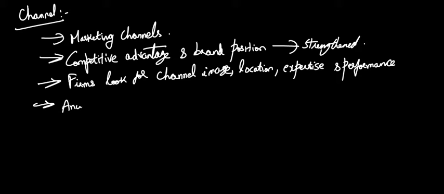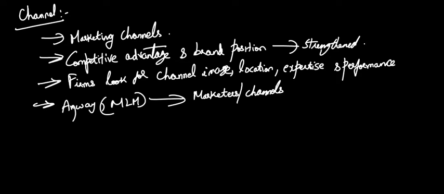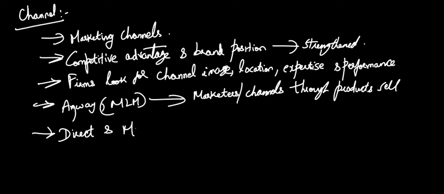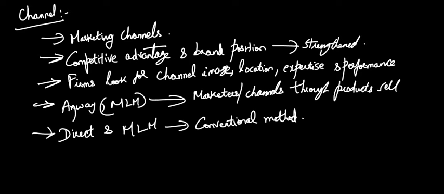Maybe a company like Amway, which practices multi-level marketing, is focusing on the marketers or channels through which the products go, through which products sell. In this channel-based positioning model, it can impact both direct marketing and multi-level marketing. Both can be done rather than a simple conventional method. So this is the channel-based positioning strategy, and then comes the price-based positioning.